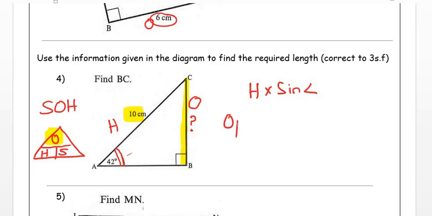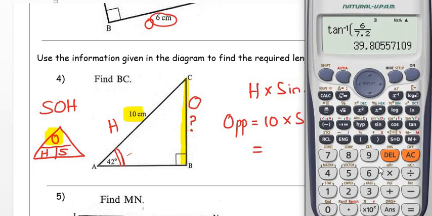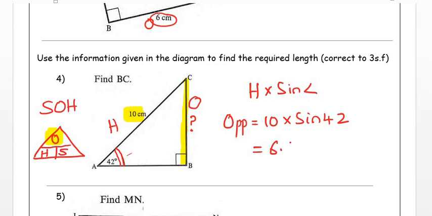So if you want to find the opposite, it will be, what is the value of the hypotenuse now? It's 10 times sine, and how much is the angle? It's 42 degrees, right? Same thing, you will write it on the calculator, 10 times sine 42. So let's write it over here, 10 times sine 42, right? Okay, and better close the bracket and then get the answer. So what is the answer? It will be 6.69 only, because we want it correct to 3 significant figures. So the answer will be 6.69 centimeters. Clear? Let's solve the next question.